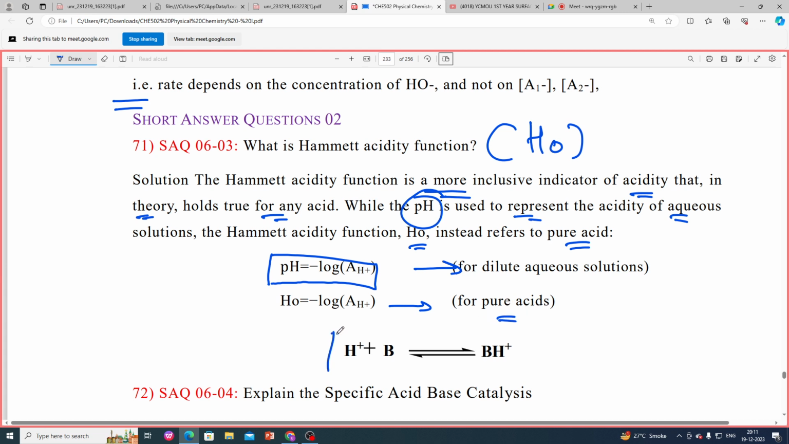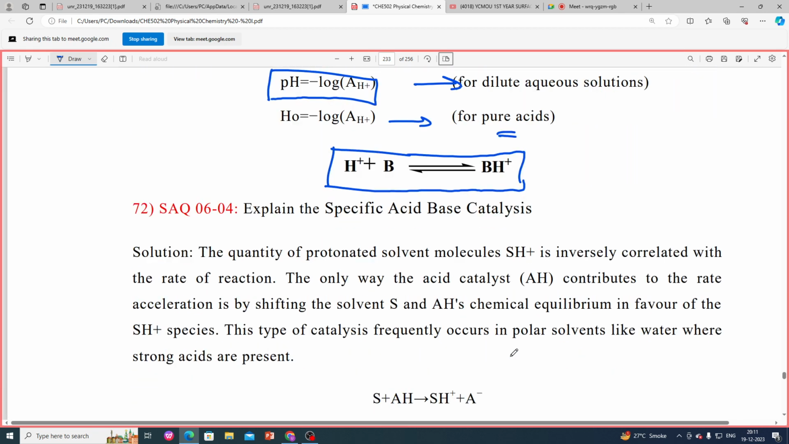Okay, so we can write here H plus B give us a pH, ये भी हमने देखा है. Then explain the specific acid base catalysis. Okay, क्या दिया है? Explain the specific acid base catalysis.